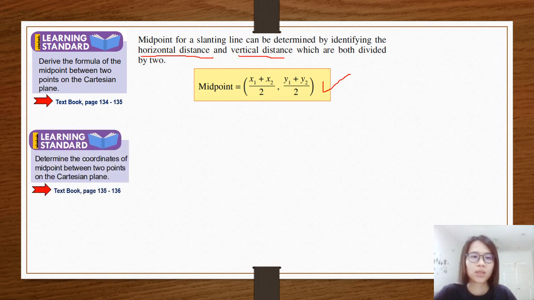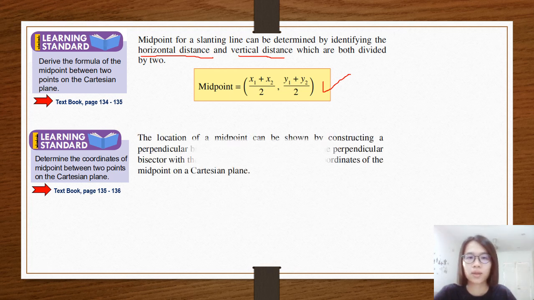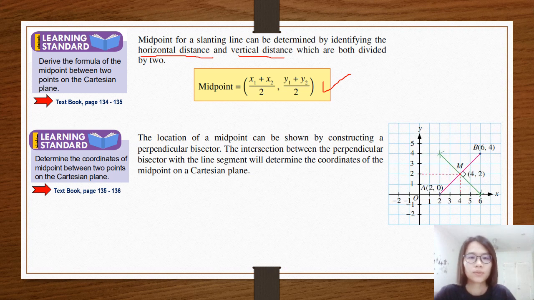Next, we proceed to Learning Standard 7.2.3. Determine the coordinates of midpoint between 2 points on the Cartesian plane. You may refer to your textbook on page 135 to 136. The location of a midpoint can be shown by constructing a perpendicular bisector. The intersection between the perpendicular bisector with the line segment will determine the coordinates of the midpoint on the Cartesian plane. Now we look at the Cartesian plane here.